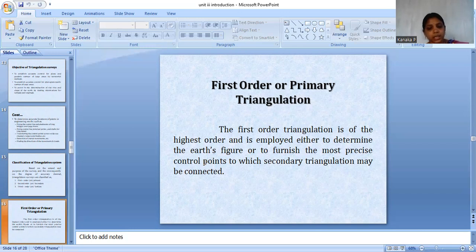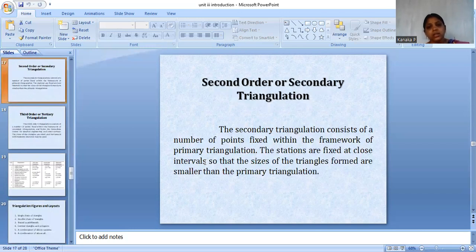probable error of astronomical azimuth 2 seconds. So this is the secondary classification, general specifications. So the stations are at close intervals, and the size of the triangles formed is smaller than the primary triangles.